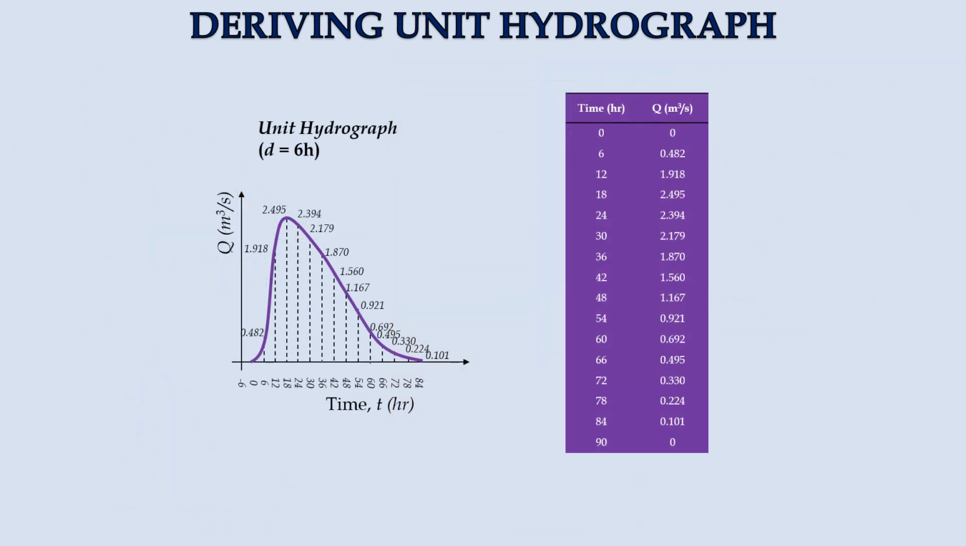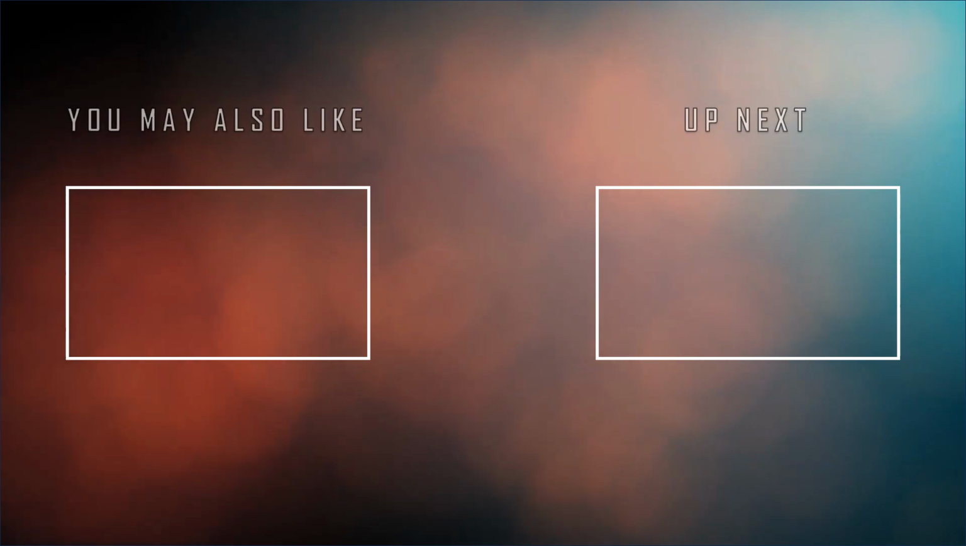Once we successfully derive a unit hydrograph for each of the storms, we can combine them into one by taking the average of their ordinates.